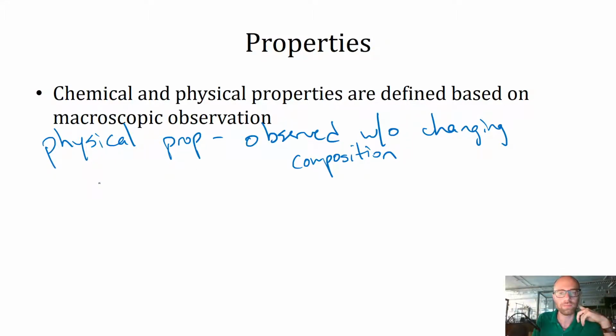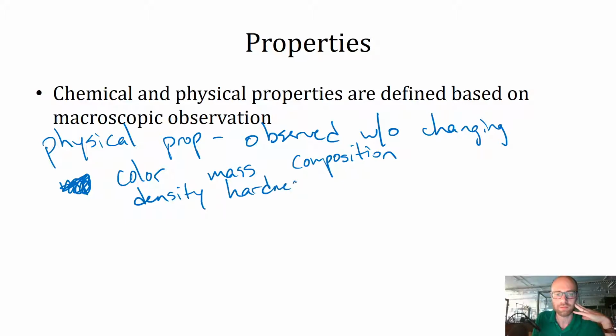So when we're getting into these properties, there are some we haven't really spoken much about, like color, mass, density, hardness. Those of you who took an earth science course at some point, these are our examples.